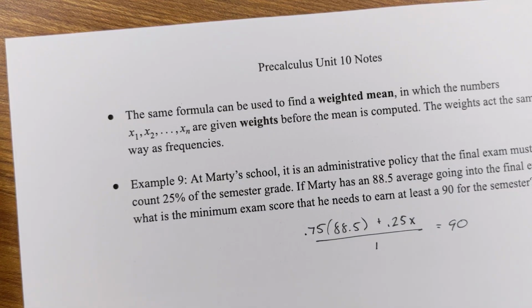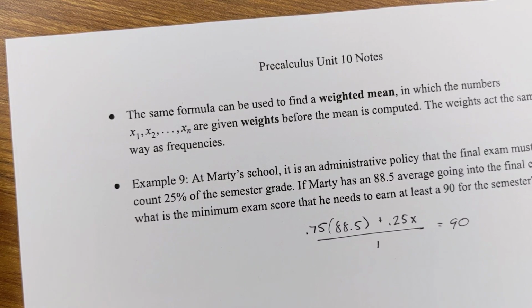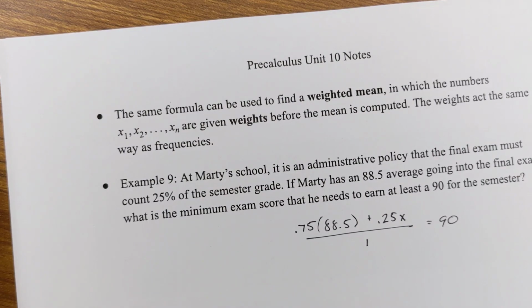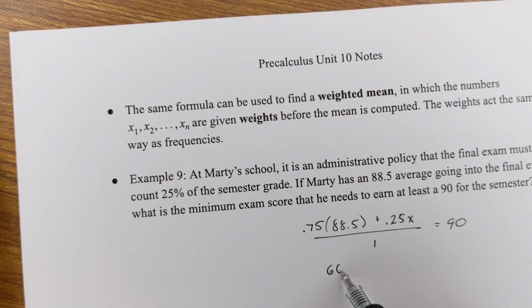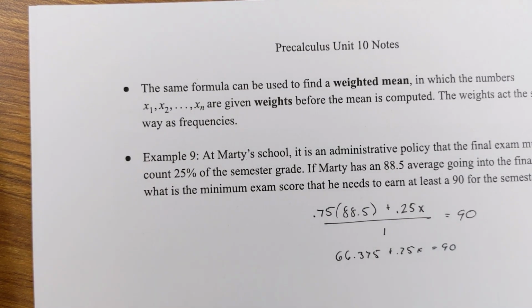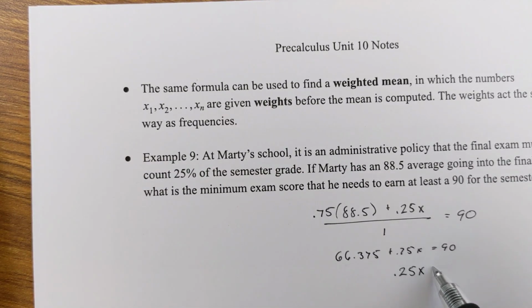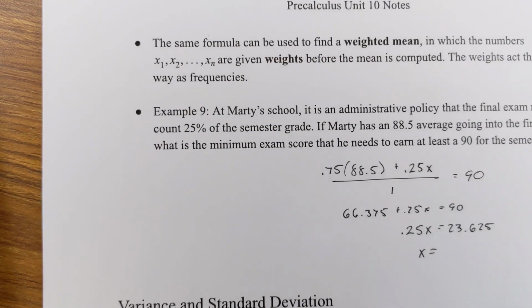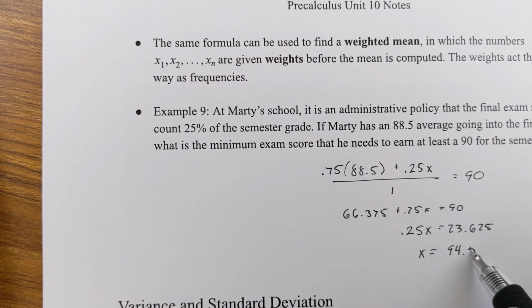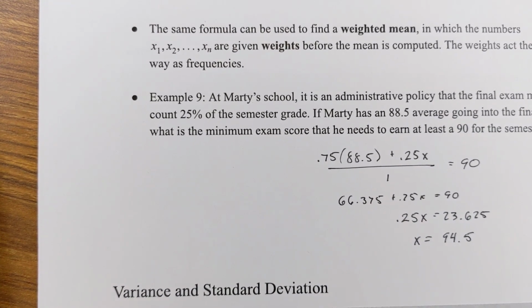So we can work some of this out. So 0.75 times 88.5 is 66.375 plus 0.25x equals 90. So subtract that across. 90 minus the decimal gives me 0.25x, has to equal 23.625, and then divide by the 0.25. So if he wants to get his grade up to a 90, he needs to score 94.5% on the test.